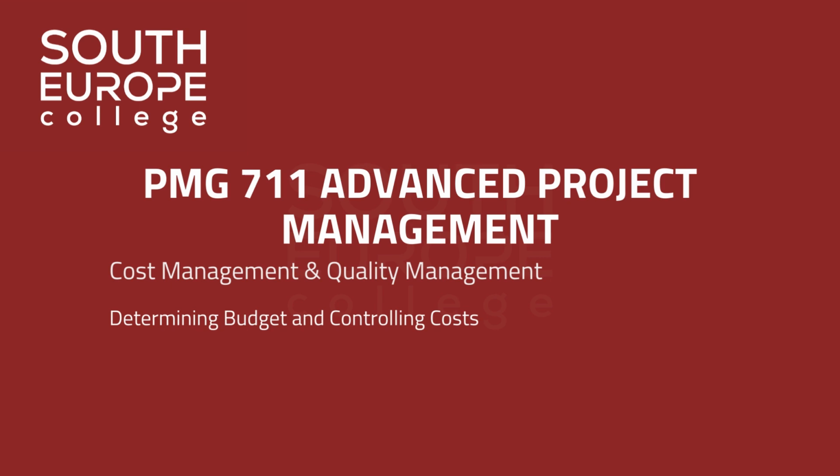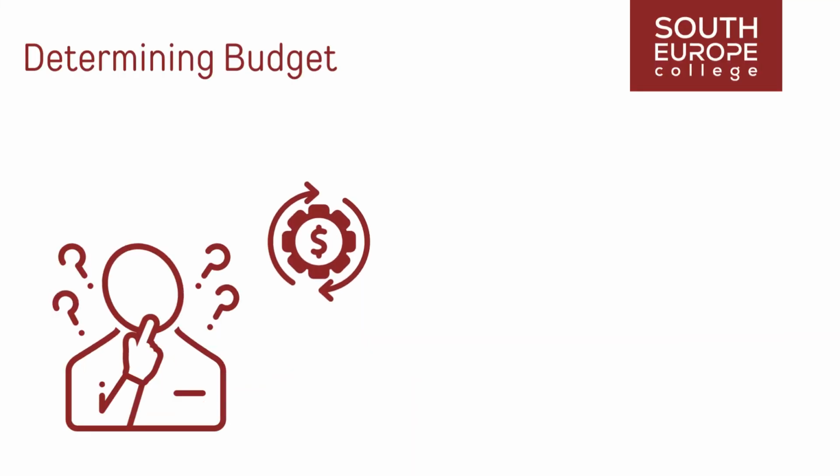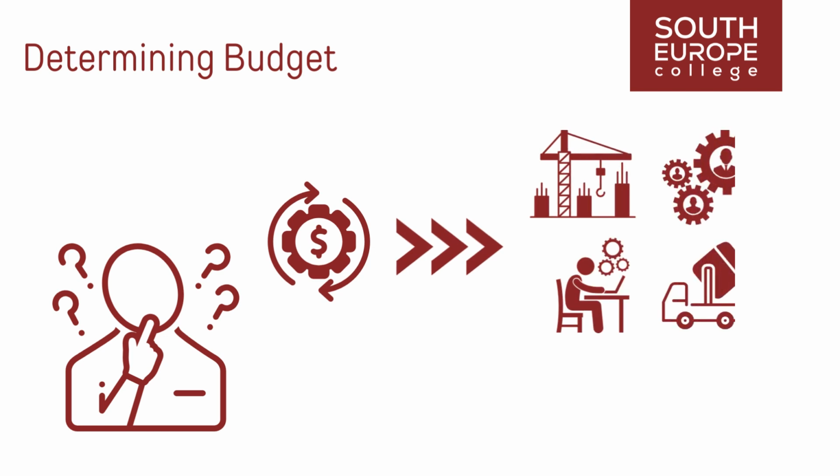This lesson on cost management and quality management will cover determining budget and controlling costs. Determine budget is the process of consolidating the estimated costs of individual activities or work packages to establish an authorized cost baseline. The primary advantage of this process lies in its ability to define the cost baseline against which project performance can be monitored and controlled. This process is executed once or at predefined milestones within the project.